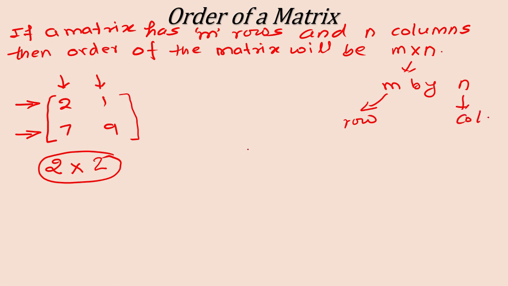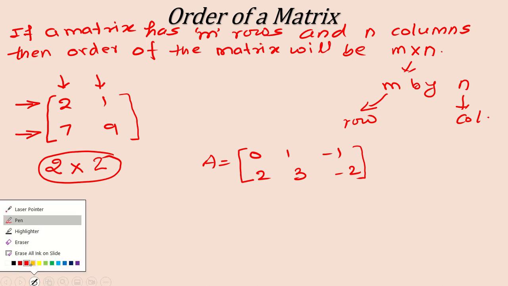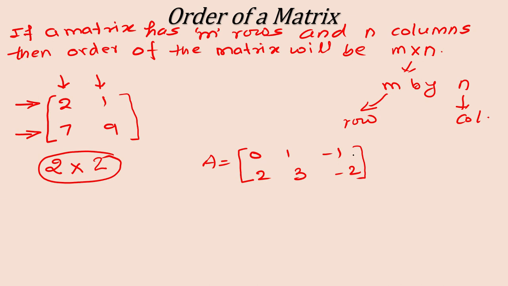Okay, I have told you before also that while writing the element or while writing the matrix, first we consider rows and secondly we mention column numbers. Okay, now just for an example, let's have another matrix. Say for example 0, 1, minus 1, 2, 3, minus 2. Okay, now how many rows do we see here? We see here two rows. Yes, this is row 1 and this is row 2. So there are two rows.